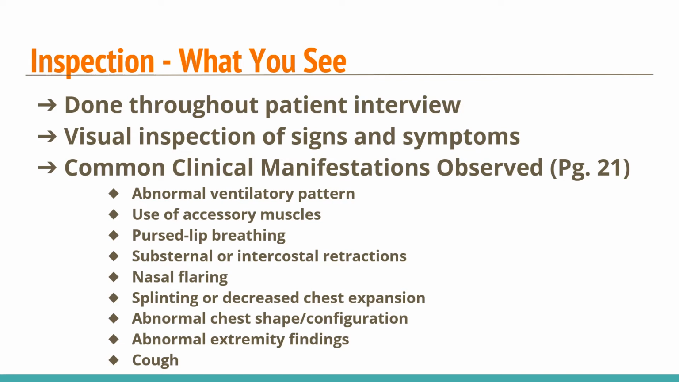Do you see retracting? Do you notice nasal flaring? Do they seem to be having pain where they're not able to take a deep breath? Is there a chest tube in place? Have they had a recent trauma? Are they splinting or kind of breathing weird where they're not taking as deep of a breath? Do they seem really uncomfortable? Is there abnormality in the chest shape or configuration? Looking for extremity findings like clubbing. Do they have a cough?